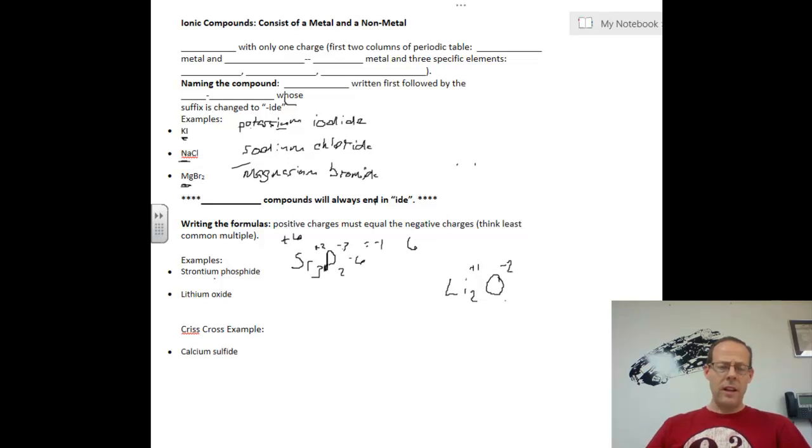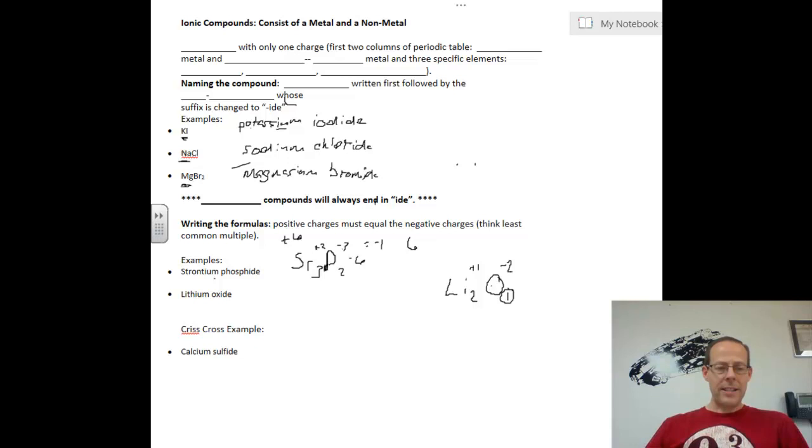And what you find, even from our examples above on KI and NaCl, is if we have 1 of something in chemistry, we don't put a number there. If you put a 1, I'm not going to count it off. It does look kind of strange to me, but if you want to put a 1 as a subscript, that's fine. It is not necessary, though. So this 1 right here is not necessary. All right, so lithium oxide is written Li2O.